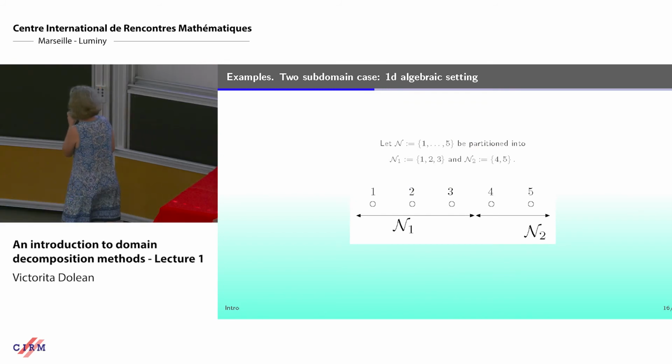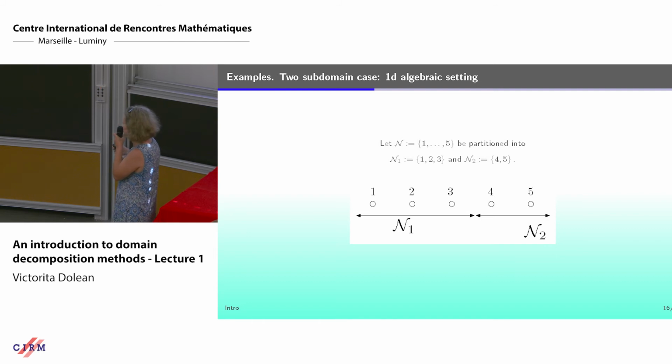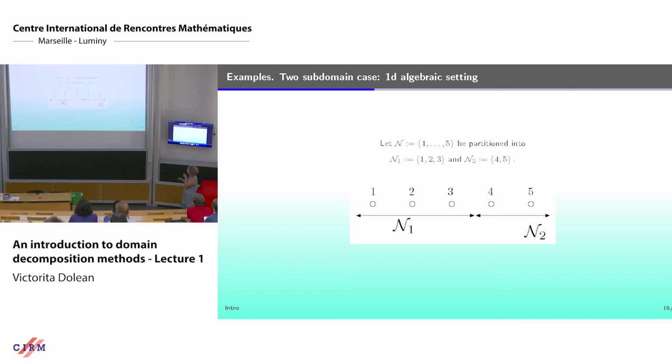How do I build this object? Let's suppose I have this set of indices or degrees of freedom. It's very, very basic. So I have 5 of them. I want to have a partition into 2 sets of degrees of freedom. So I have 1, 2, 3, and 4, 5. This is N1, this is N2.